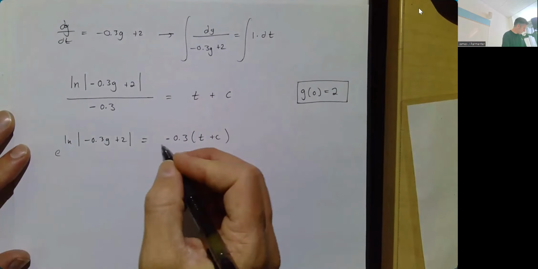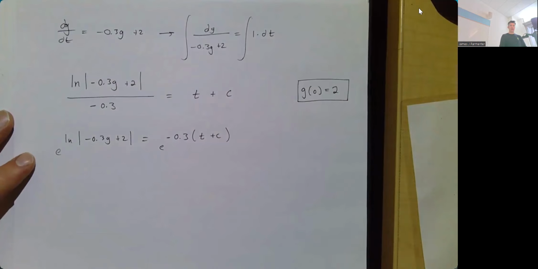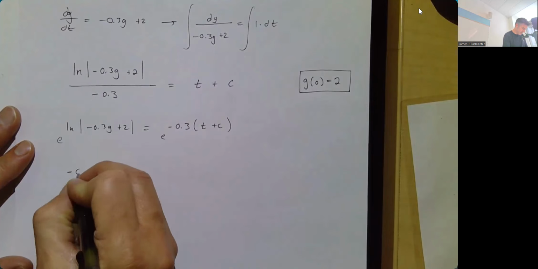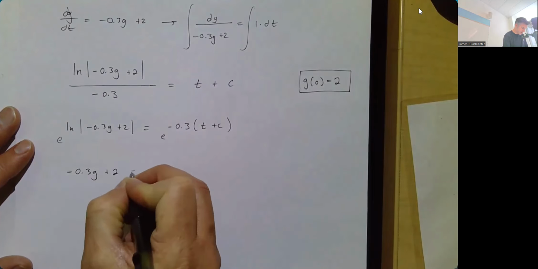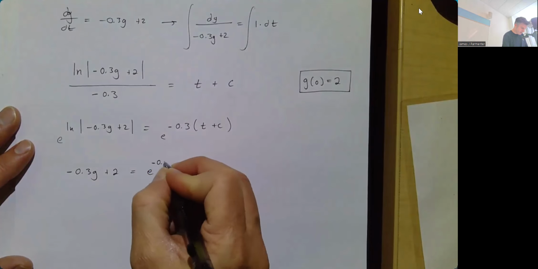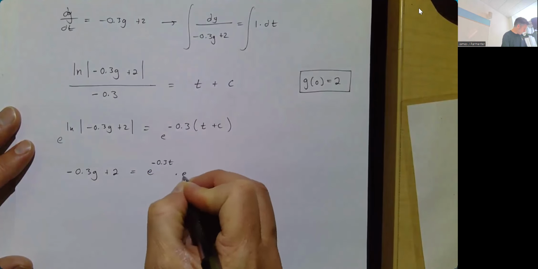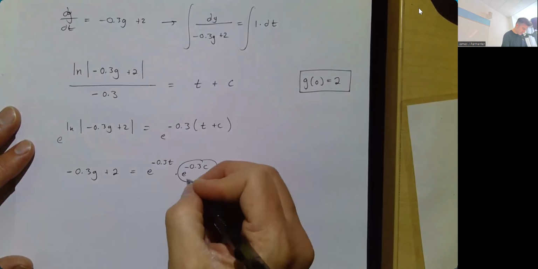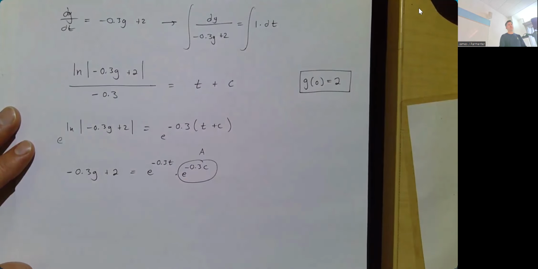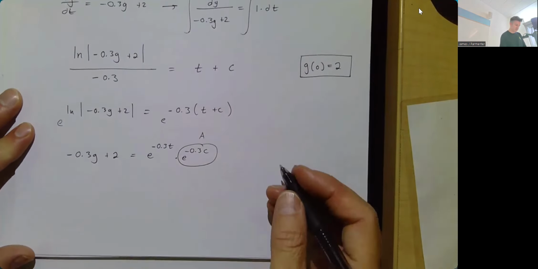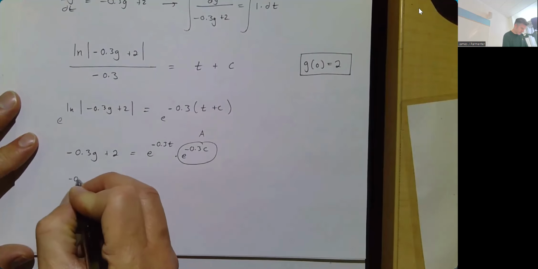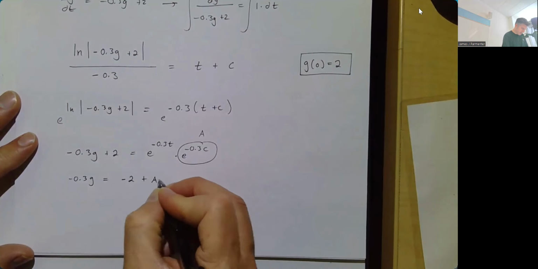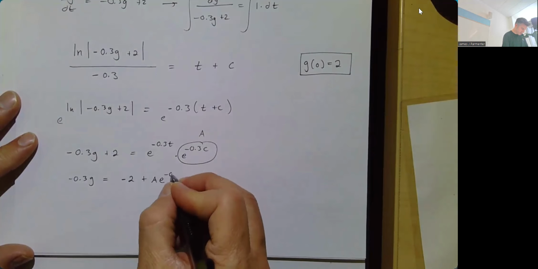We're going to e both sides. We're going to conspicuously drop the absolute value because we don't really want to deal with it. So we have negative 0.3 g plus 2 equal to e to the negative 0.3 t times e to the negative 0.3 c. We'll call that a new constant, a. Some people call it c. So now we've got negative 0.3 g equal to negative 2 plus a times e to the negative 0.3 t.